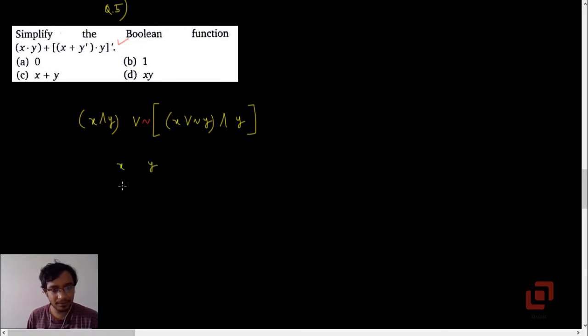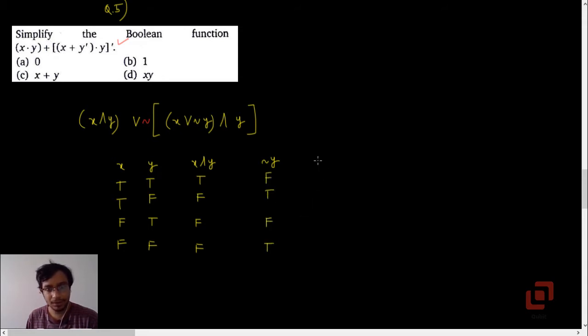So x, y: T, T, F, F, T, F, T, F. Then x and y will be T, F, F, F. Then we have got negation y: F, T, F, T. Then x or negation y. Now x or negation y will be false there in the third row, and everywhere else it will be true. X or negation y is over now.